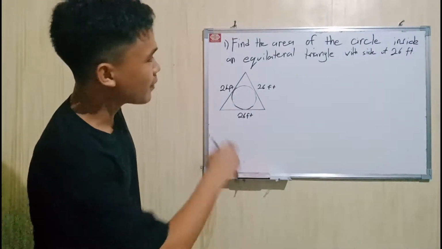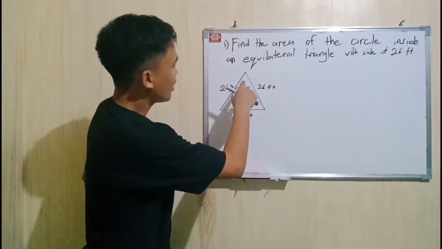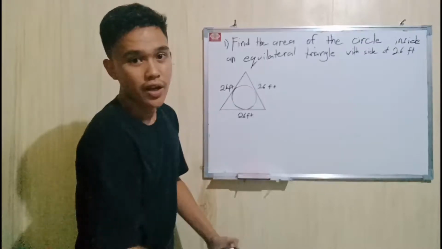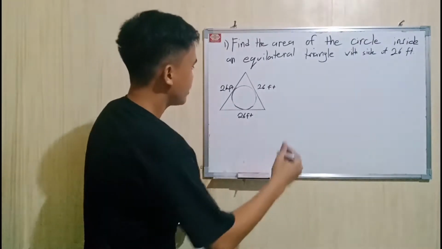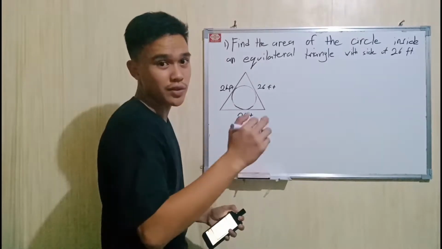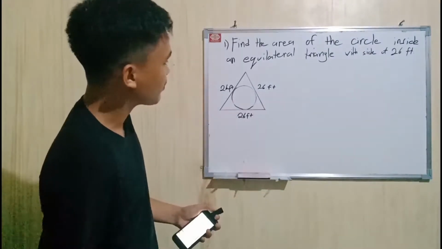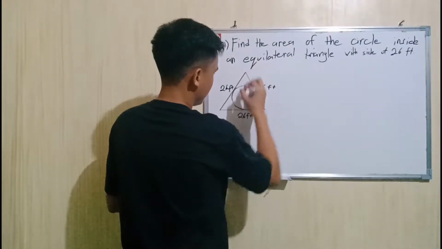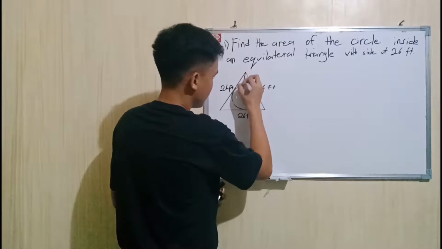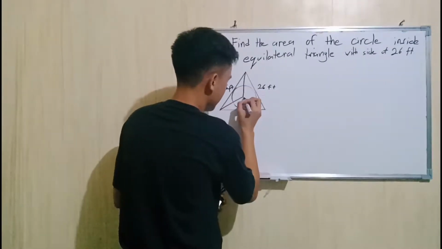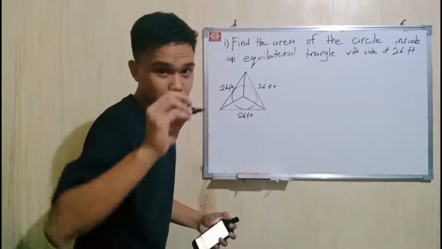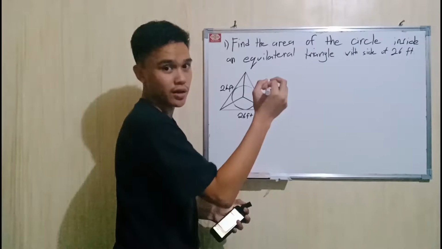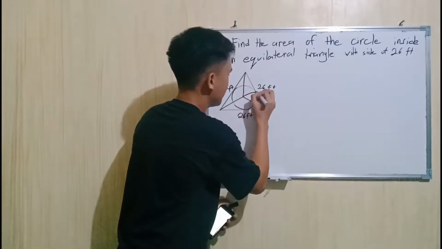In the problem, it is stated that all sides of the triangle are equal to 26 feet. Then the radius of the circle is equal to the apothem of the triangle. But the apothem of the triangle must be divided by 3. So this will be the radius and the apothem of the problem.